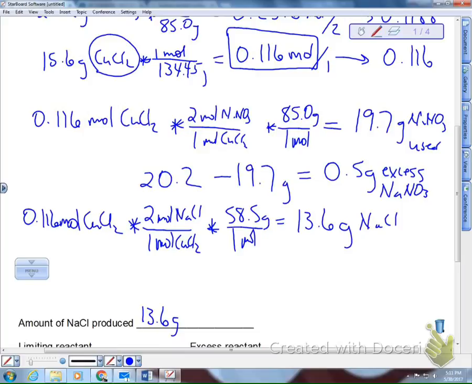And finally, he wants us to find the percent yield. 12.6 grams of sodium chloride are actually produced, if you look at the very last sentence in the word problem. So we'll come right here, 12.6 over 13.6 grams. We'll turn this into a percentage. And if I did my math right, that's 92.6% yield.